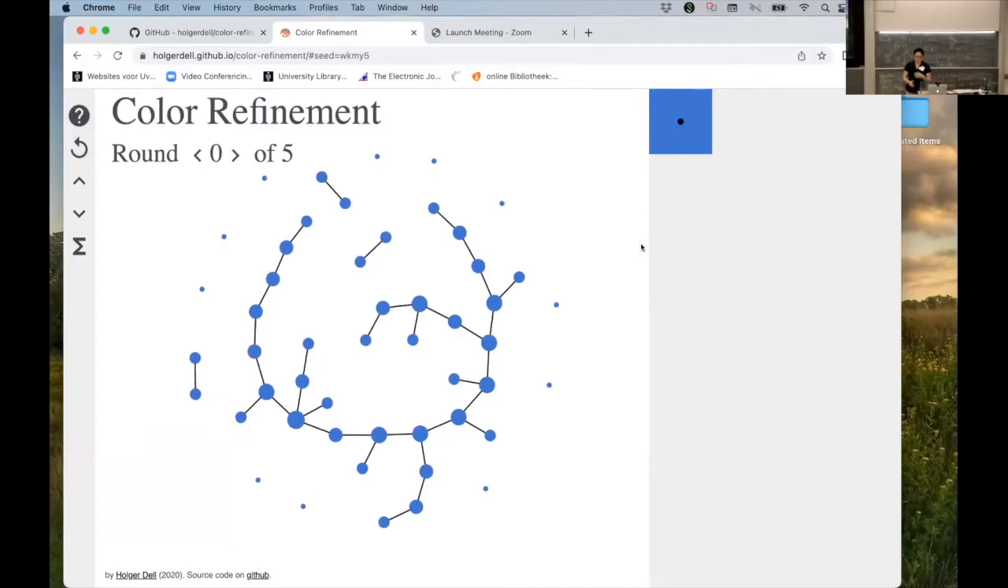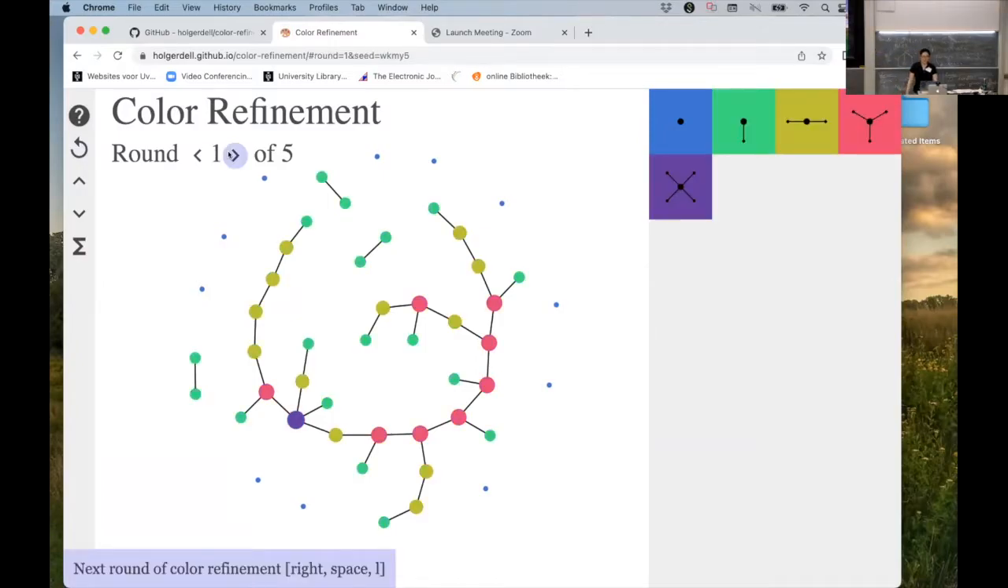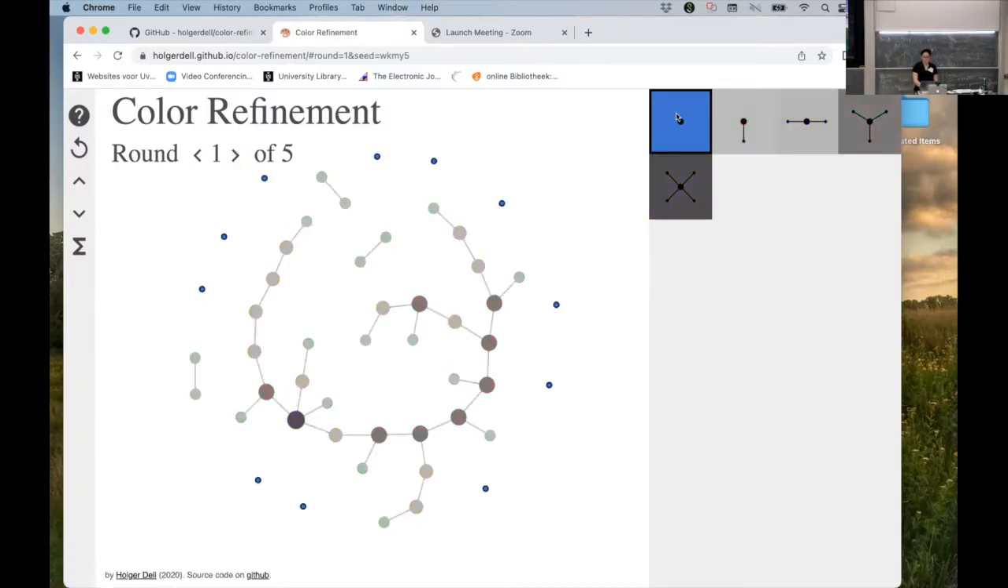So how does it work? In the first step of the color refinement, which is the one-dimensional Weisfeiler-Lehmann algorithm, you have your graph, and we color the vertices based on their number of neighbors. Now there are 5 different colors because there are only 5 different degrees. There are some isolated vertices which have been colored blue. The single vertex that has 4 neighbors has been colored purple, and so on.